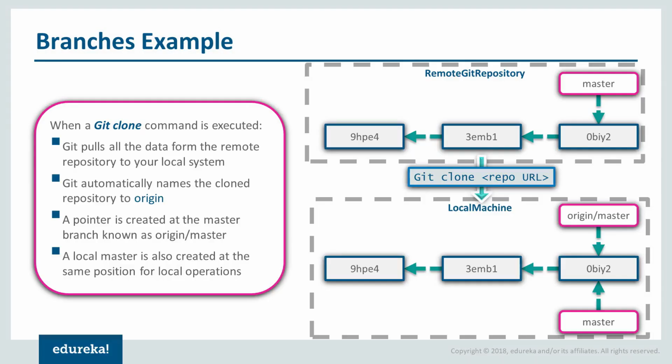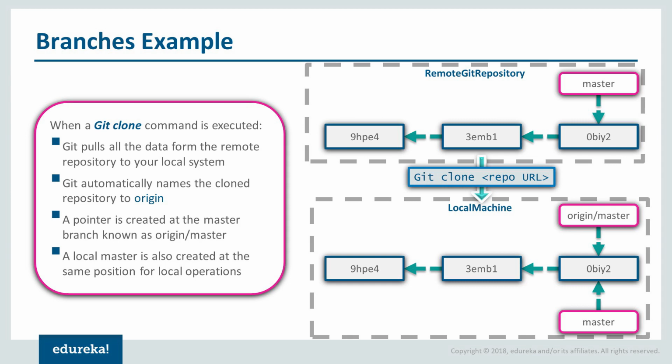Now let's see the branches example. When a git clone command is executed, how do we execute it? We just copy the remote repository URL, and then we execute the command git clone. Now when we do git clone, git will pull all data from the remote repository to my local.